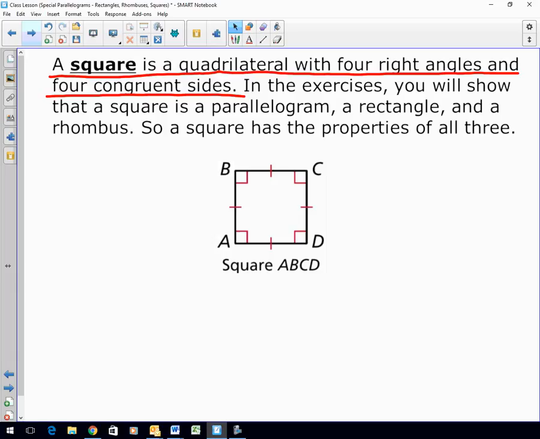I'll tell you how. It has all of the qualities of a parallelogram. If you need a reminder, I'll tell you. The opposite sides are parallel. The opposite sides are congruent. The opposite angles are congruent. The consecutive angles are supplementary. And the diagonals bisect each other. It has all of the aspects of a rectangle, 4 right angles. It has all of the aspects of a rhombus, four congruent sides, diagonals that are perpendicular, and bisecting opposite angles.